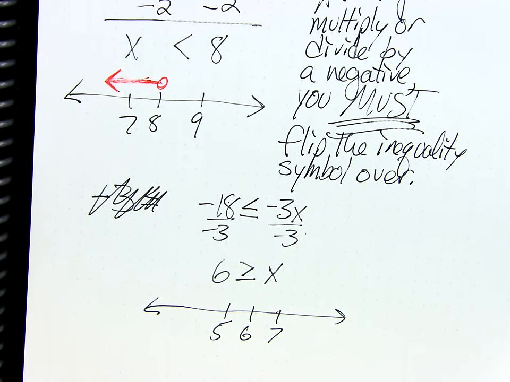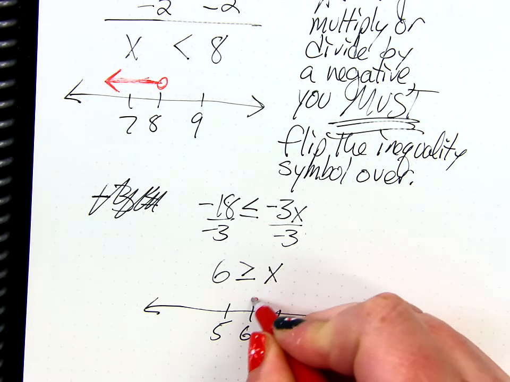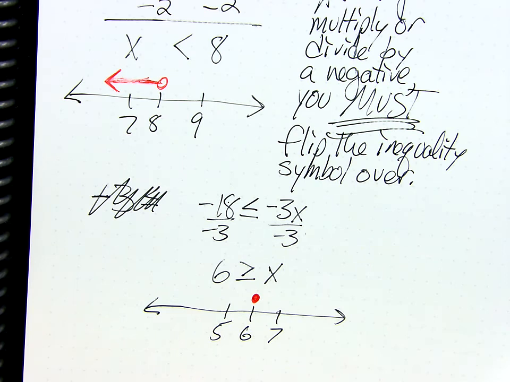What kind of a dot is going to go at the 6? Closed in this case, right? And then, be careful now. Which way are you shading? Well, it's one of the two.